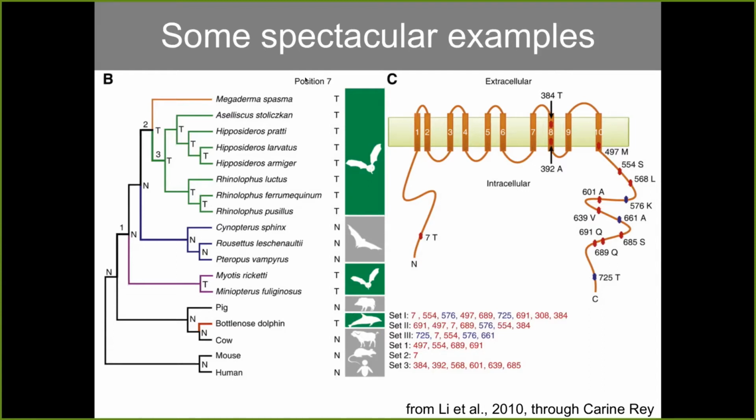So in that case, the position 7 in the gene, which is a transmembrane gene, as you can see there, position 7 there. At this position 7, you find that the species that are able to perform echolocation always have a T, whereas the species that do not do echolocation have an N. So that was a striking case of potentially something interesting happening here at this site.